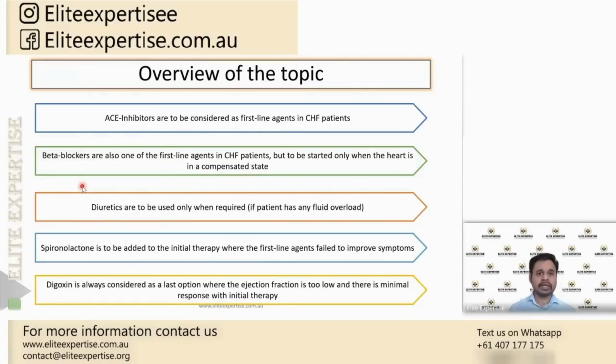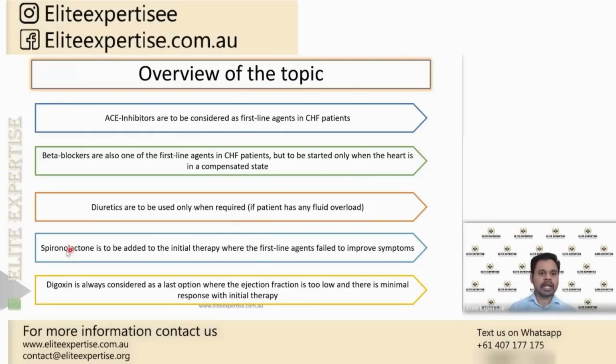Then diuretics. Diuretics also play a major role in heart failure. Diuretics are to be given only when required. Whenever the patient has congestion or fluid overload, then only we'll give diuretics to the patient. Otherwise, we won't give diuretics to the patient.